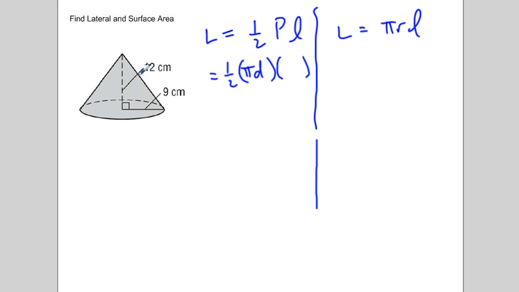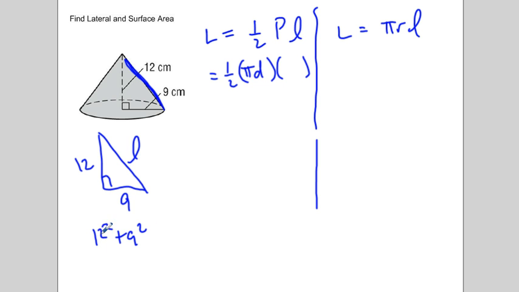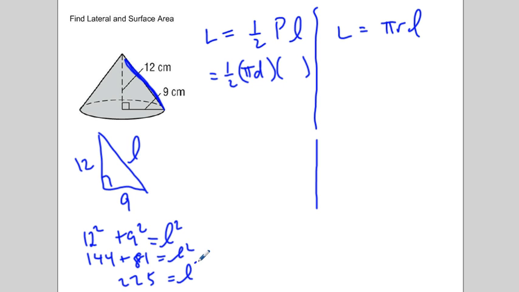The slant height is this thing right here. Slant height. Unfortunately, that's not given to you. But you might notice that this is a right triangle. So this is 9, this is 12. And you can do some calculations to figure out L. 12 squared plus 9 squared. It's terrible. And that will equal L squared. Okay, 144, 81. You get 225. Square root of that is going to be 15. So this is 15.